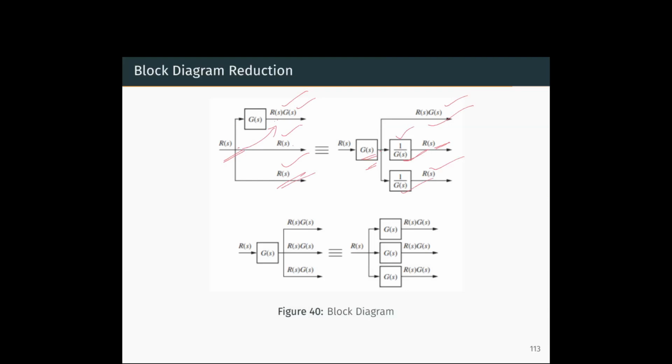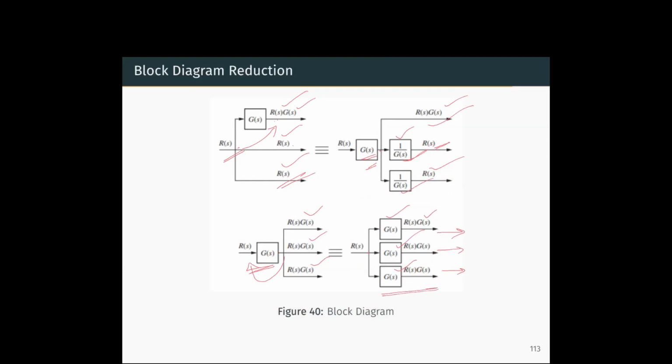Similarly here, the output is r of s, g of s for all three different pickup points. So when you move this pickup point to the left, you will have to add new blocks for each flow. For each line, we will have to multiply with g of s individually, so that the effect of moving the pickup point is nullified.